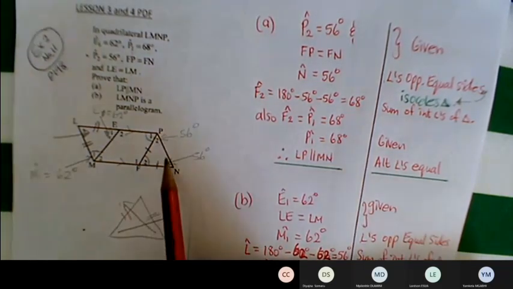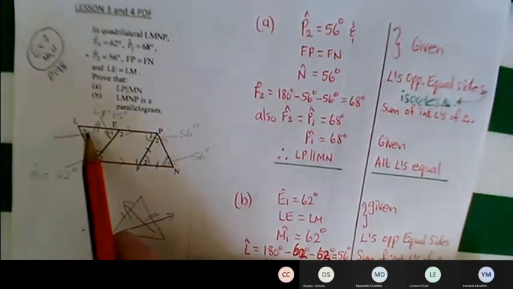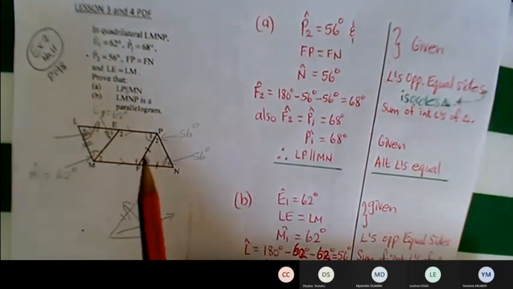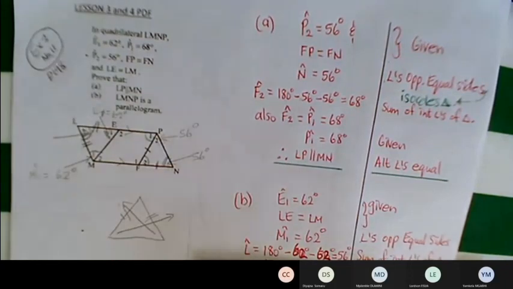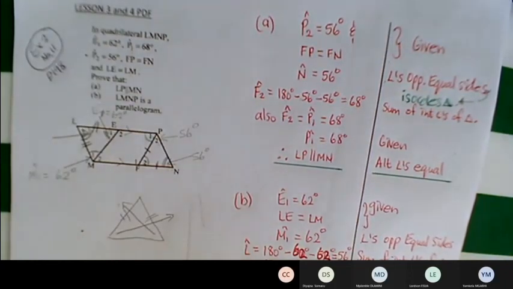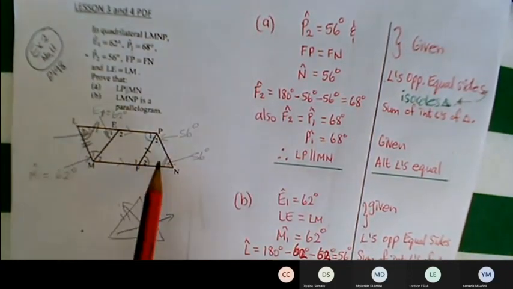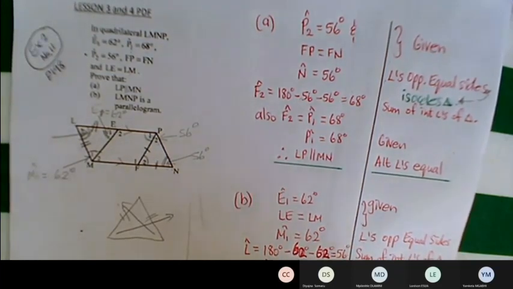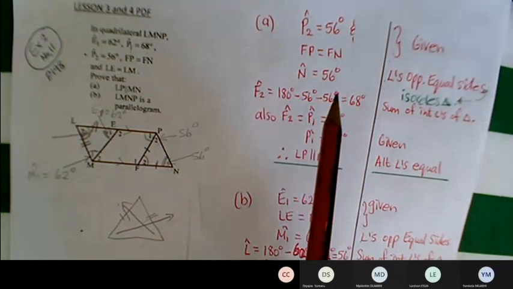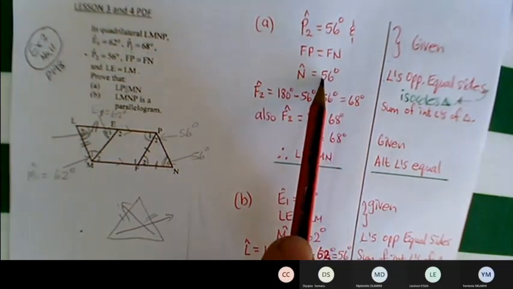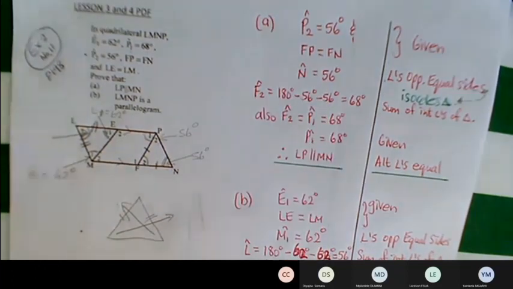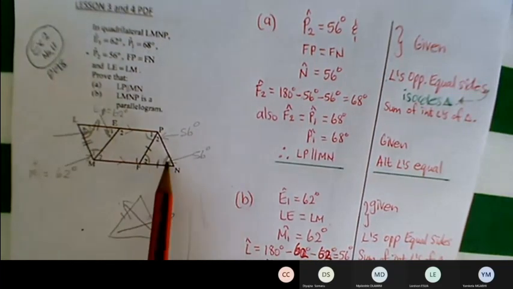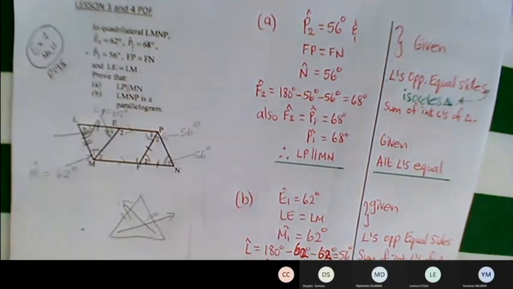But note something. This is 56. This is 56. Adding up these two angles, let's see how much that is. So L is equal to angle N. So angle L is equal to angle N, both are 56. We proved that N is equal to 56 above, okay? So if you check above over there, we proved that it was 56, right? So now we've got one pair of opposite angles that are both equal to 56.